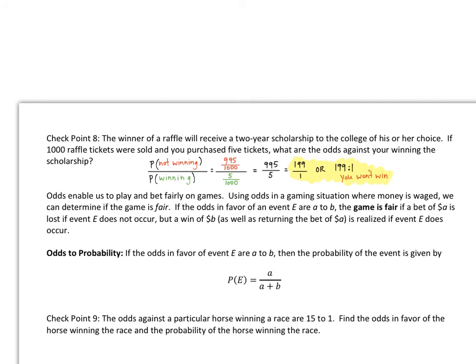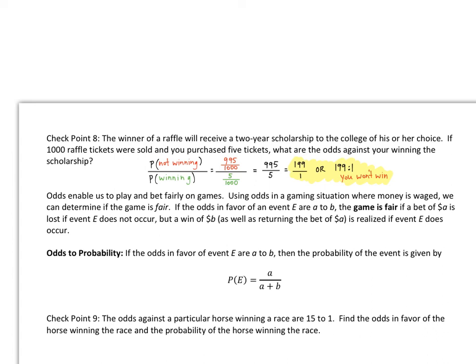So odds enable us to play and bet fairly on games. Using odds in a gaming situation where money is waged, we can determine if the game is fair. If the odds in favor of an event E are A to B, the game is fair if a bet of A dollars is lost if event E does not occur, but a win of B dollars, as well as returning the bet of A dollars, is realized if event E does occur. So again, it goes back to that horse racing that I talked about.